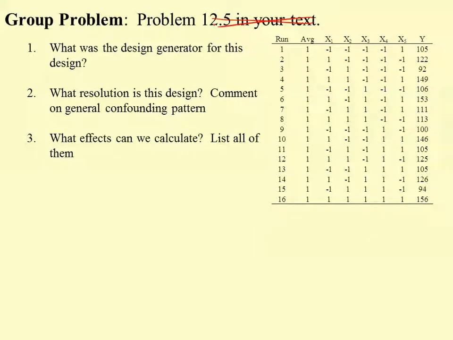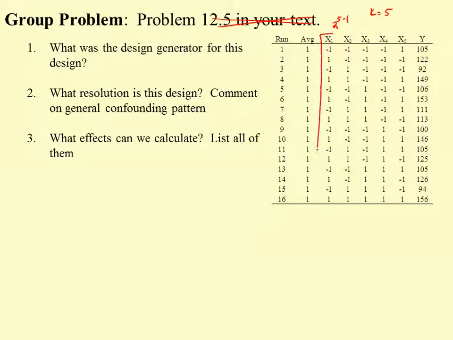How many factors? Good, 5. So we would say it's a 2 to the 5 minus 1, right? 5 minus 1 is 4, 2 to the 4th is 16, so it's a 2 to the 5 minus 1 design, which means it's a half fractional factorial. How do we put those half fractional factorials together?